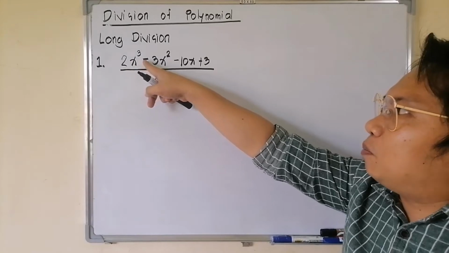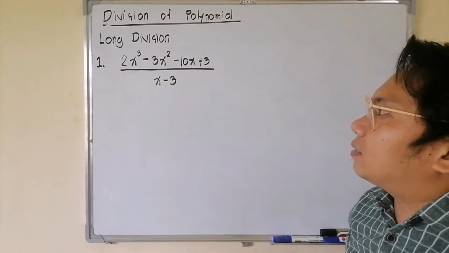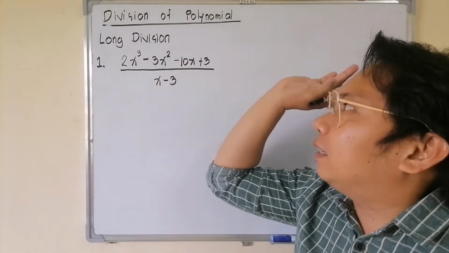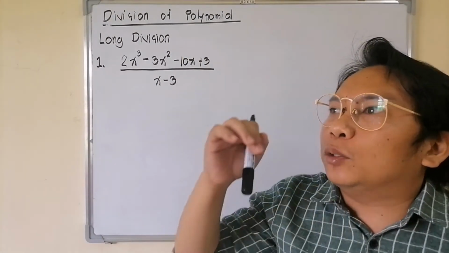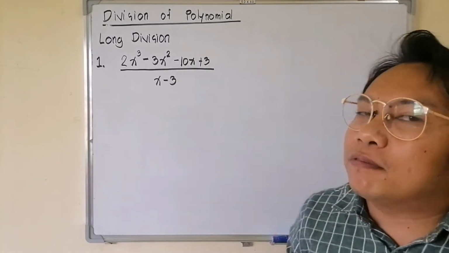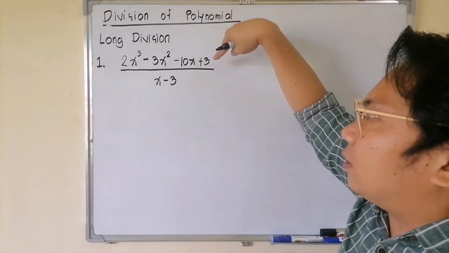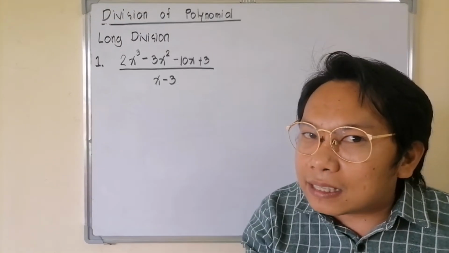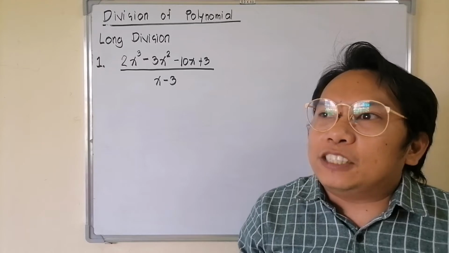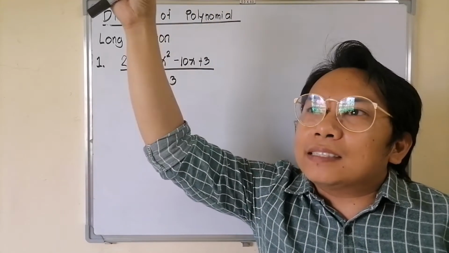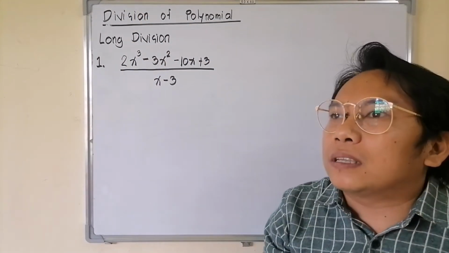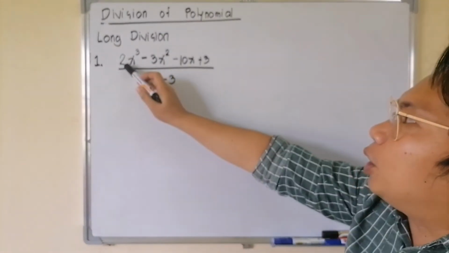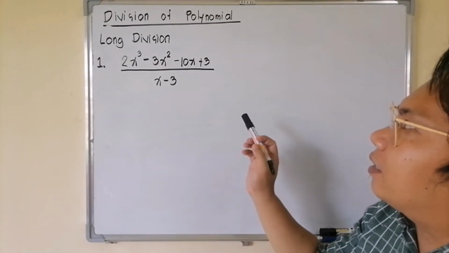We will divide 2x cubed minus 3x squared minus 10x plus 3 by x minus 3. The first thing to do in long division is take a look at your dividend and your divisor. Arrange your divisor and your dividend in standard form. What do I mean by standard form? That is simply from the highest exponent down to the constant. If there is a lacking exponent, add 0. So let's start now. You have 2x cubed minus 3x squared minus 10x plus 3.